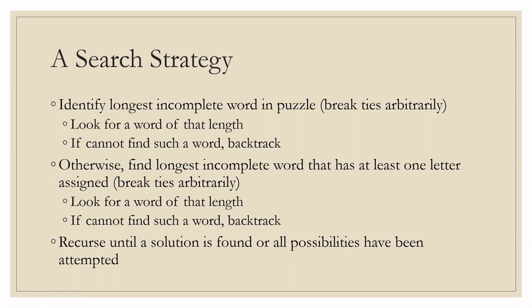At each subsequent step, we will locate the longest word that has at least one letter assigned and find a dictionary word of the correct length that matches the characters which are already assigned. Again, if there is more than one word, we will select arbitrarily. At some point, we may have to backtrack if we cannot find such a word.